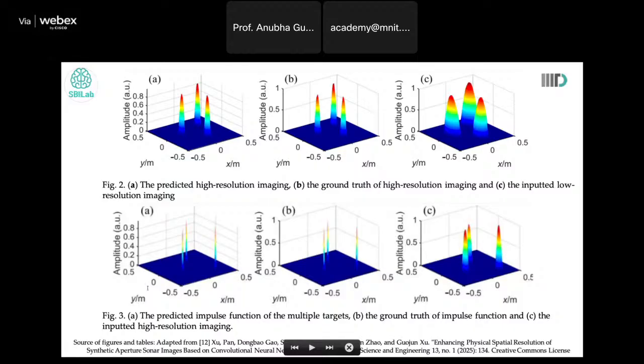Now here multiple targets are there. Now the predicted impulse function of multiple targets. So this time here you're converting images to high resolution, and here you're predicting the impulse function of the target. That means from the image you will now detect where the impulse is located. So the predicted impulse response of the multiple targets is here. This is the input, which was the predicted one. You give it now as input. This is your ground truth of the impulse function, and this is what you get as the output.